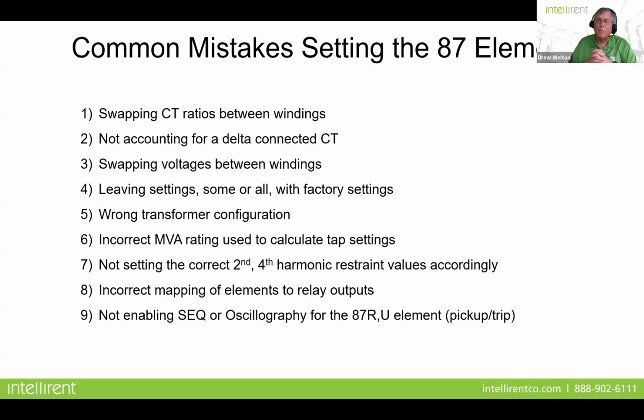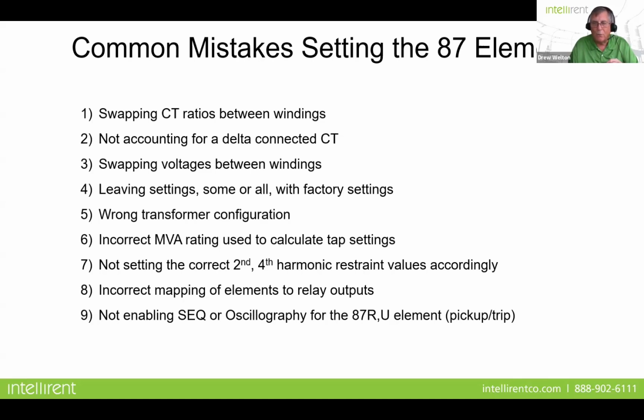So here are some of the common mistakes we see in actually setting a transformer relay, and that is number one, swapping CT ratios between the windings, not accounting for a delta connected CT. If you're replacing an old electromechanical with a digital relay and you have a delta connected CT because you don't want to add another CT to the protection scheme, it's called a delta setting. And that is just your tap setting on the delta divided by or times the square root of 3. So if you don't account for that, you're going to get a nuisance trip.